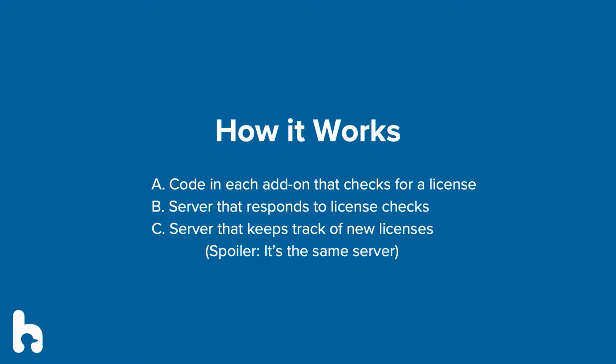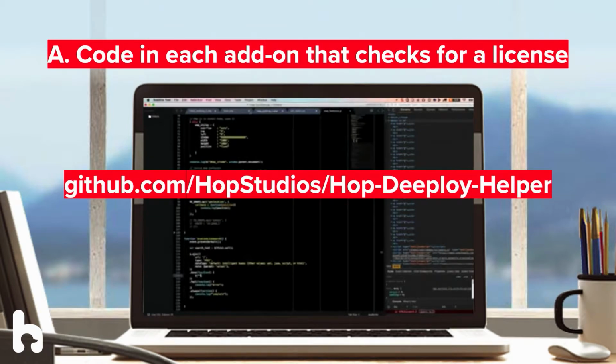So there's 3 parts. First of all, we have code in each add-on that checks to make sure your license is valid. That part's pretty straightforward. Secondly, you've got a server that responds to the license checks. A little bit more complex on that one. And then the third part is that you've got a server that records the new licenses as they get created. And that part is the most complicated. It's also the same server, but certainly we can split it up for when the license checking becomes astronomically huge.